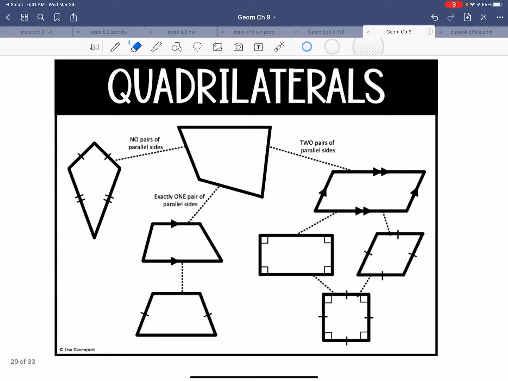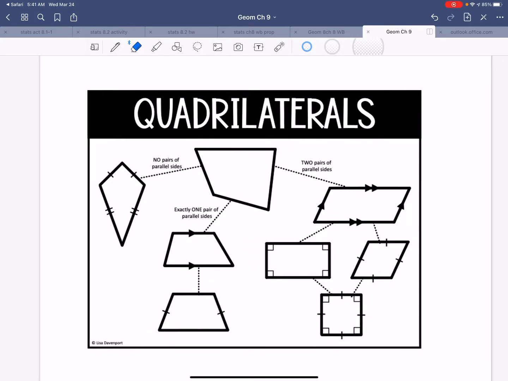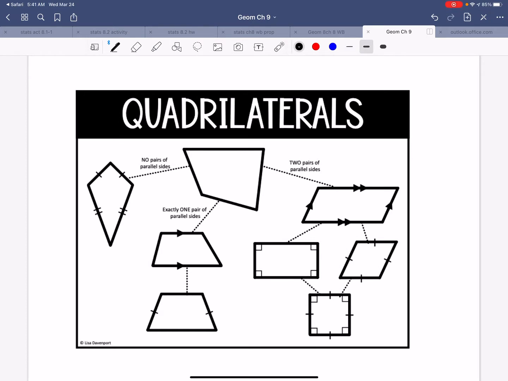Hey guys, this is the foldables, right? So this is our chapter 9 foldables. We always do foldables the class before the test. So let's take a look. We see here that our kite is probably the first one that's very, very obvious, right? Our square.